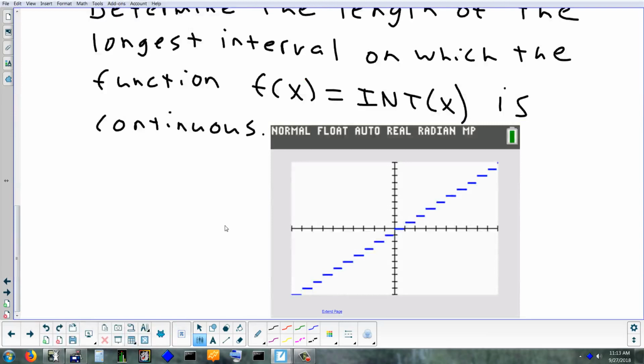They're all the same. And how long are they? They're 1. Each one of those steps is 1 unit long. So the longest possible continuous interval you could find in this particular graph is 1 unit long. If you gave me a start point and an end point that was more than 1 unit apart, I guarantee your interval would be discontinuous. You can't do it on this graph.